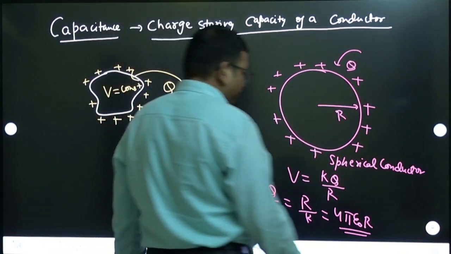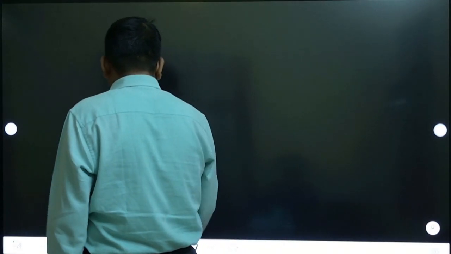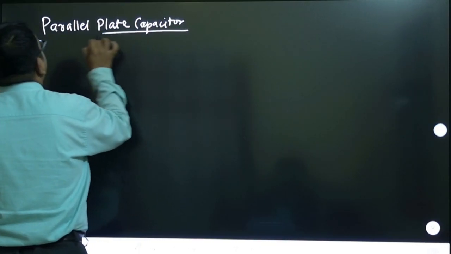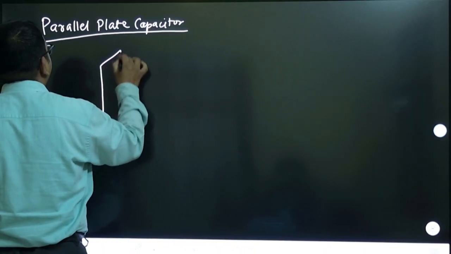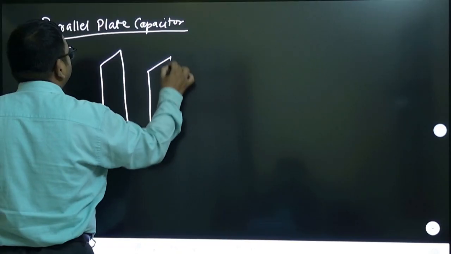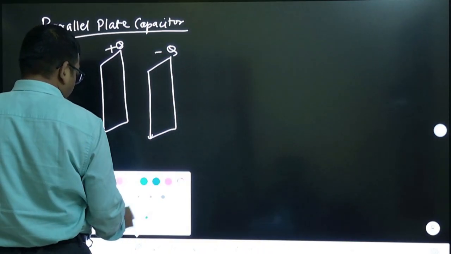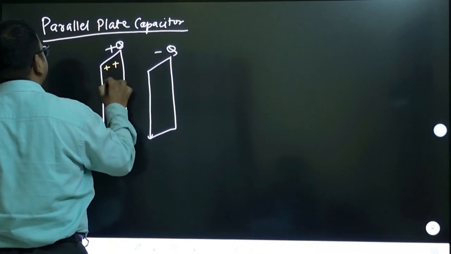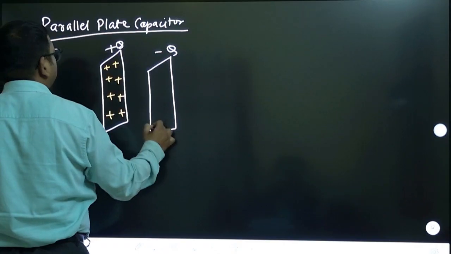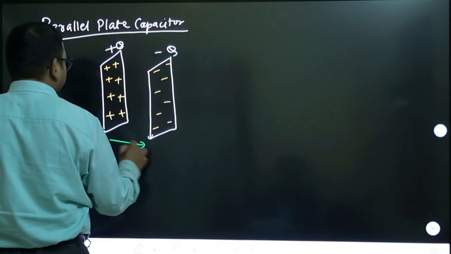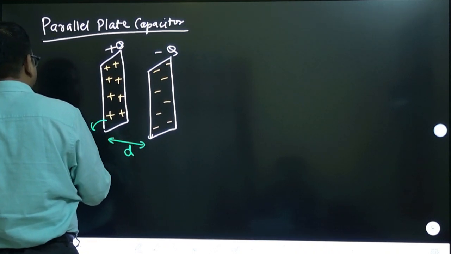Okay, then we go into the parallel plate capacitor. A parallel plate capacitor is made up of two parallel plates, like one plate and another plate. One has plus q charge, another has minus q charge, right? So here on the surface it has plus q charges, here it has minus charges, and the distance between the plates is d. Area of the plate is A.